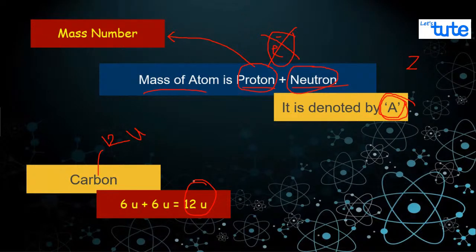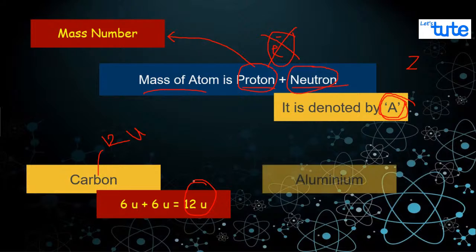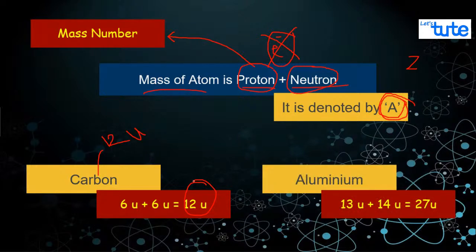Okay, so this was about carbon. Let's try to understand one more element, aluminium. The number of protons in aluminium is 13, and the number of neutrons in aluminium is 14. Now here there's a catch actually. Try to understand this. The number of protons and the number of neutrons is actually different.